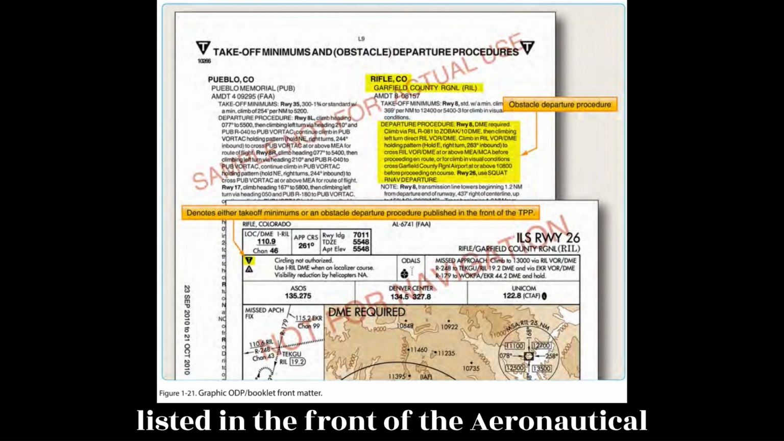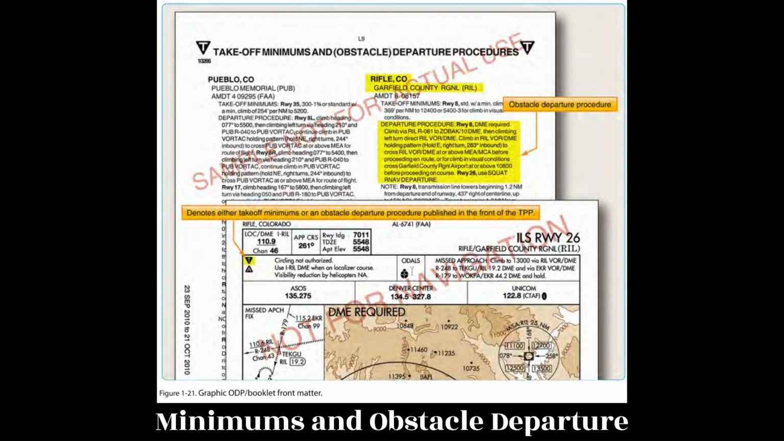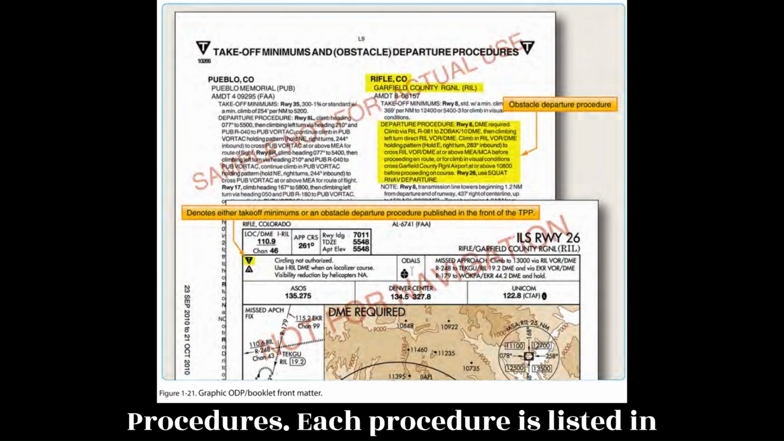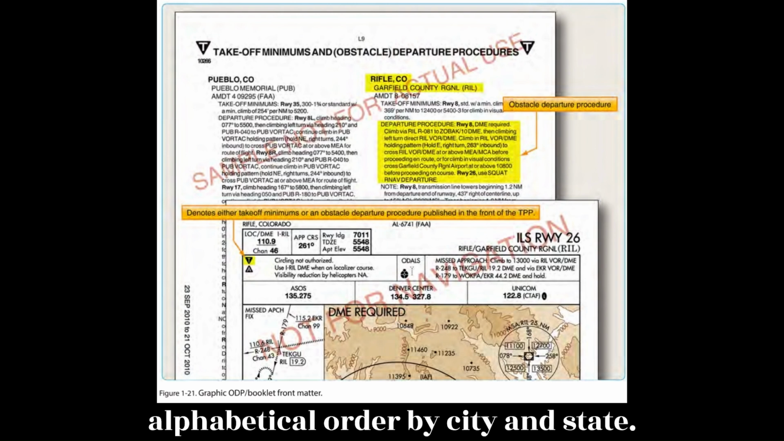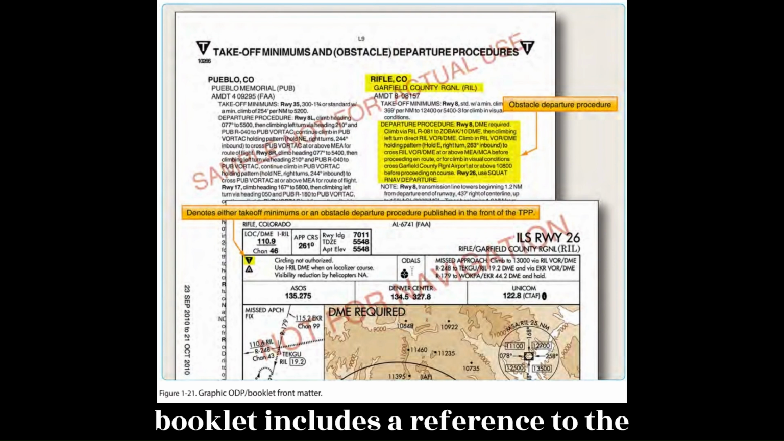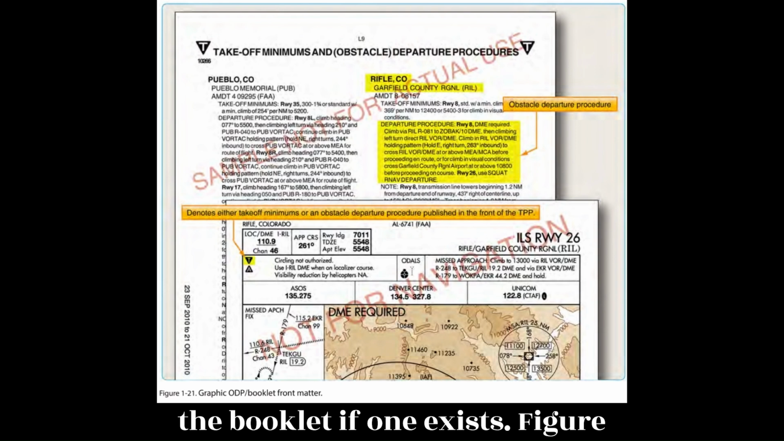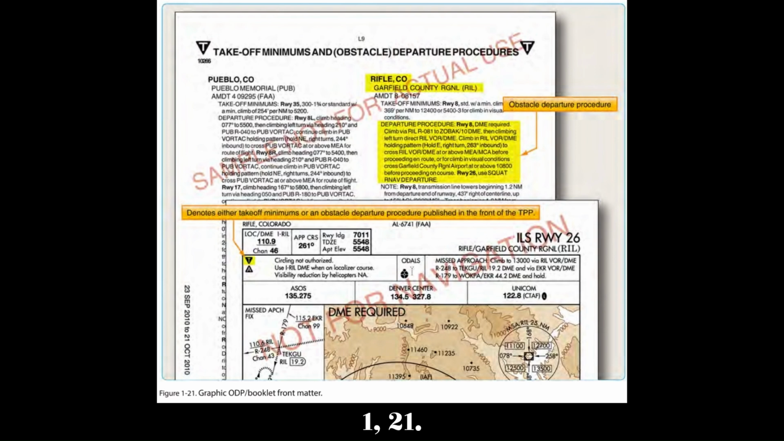All ODPs are listed in the front of the Aeronautical Information Services approach chart booklets under the heading Takeoff Minimums and Obstacle Departure Procedures. Each procedure is listed in alphabetical order by city and state. The ODP listing in the front of the booklet includes a reference to the graphic chart located in the main body of the booklet if one exists. Figure 1-21.